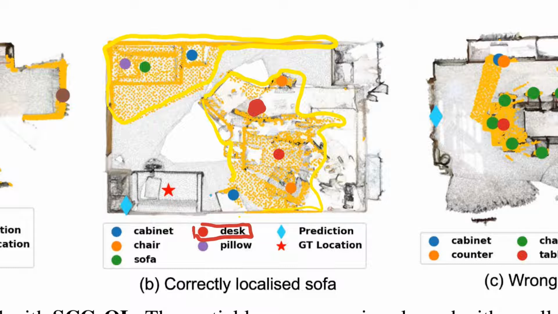But we know there is one sofa in this room, and our intention is to find the location of that sofa. So from our common sense, we could say the sofa should be in this corner of the room. Okay? And that is exactly what this algorithm is doing, and it's predicting that at this location, which is very close to the actual ground truth location.